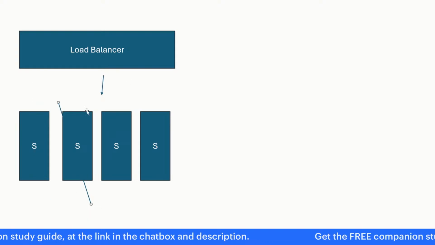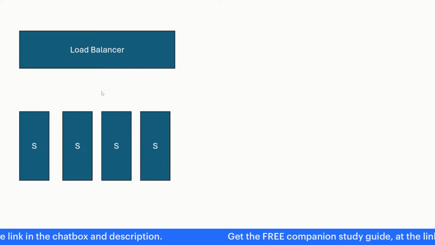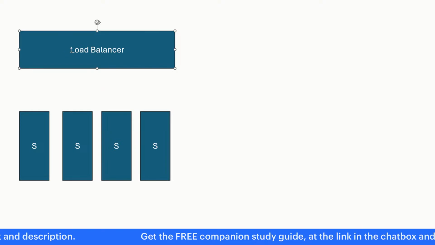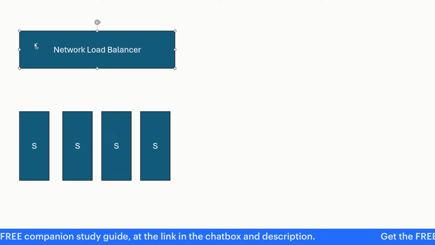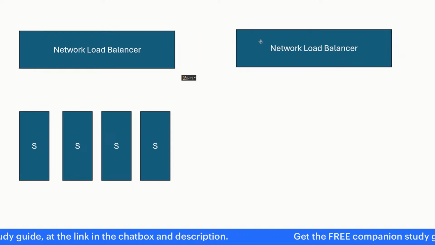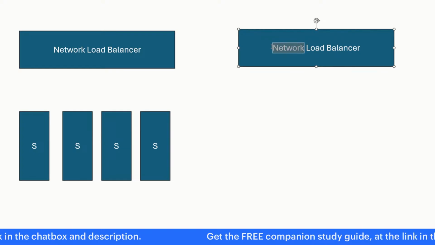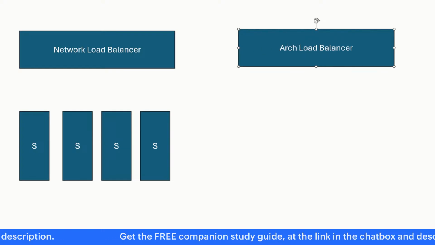Now, we're going to have 2 kinds of load balancers that we can typically deal with in all cloud environments. We're going to have network load balancers, and we're going to have something called application load balancers. They are similar in function, but they're slightly different, and I'll explain the difference.